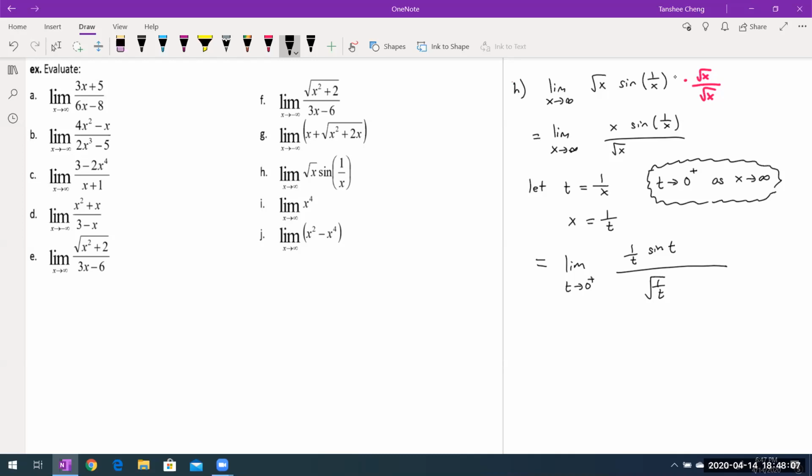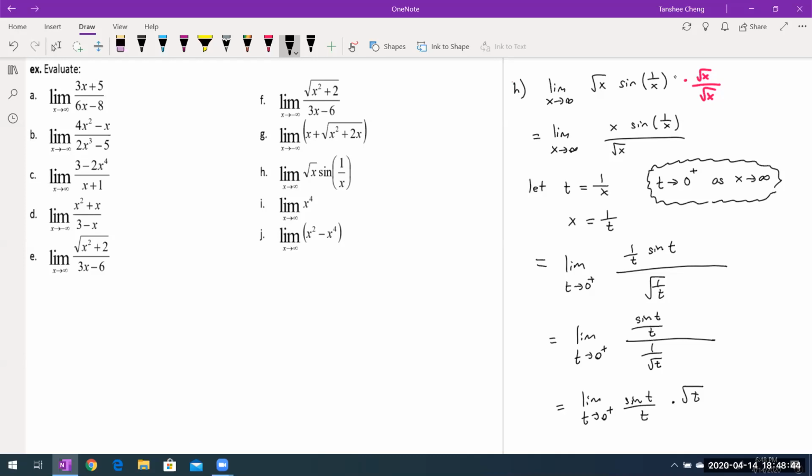So what allows us to do from this point on is basically this. This will be the limit as t approaches 0 from the positive side of, let me write it this way, sine t over t on the top, and this is basically 1 over the square root of t. So when you simplify and multiply by the reciprocal, this will become the limit as t approaches 0 from the positive side of sine t over t, times the square root of t.